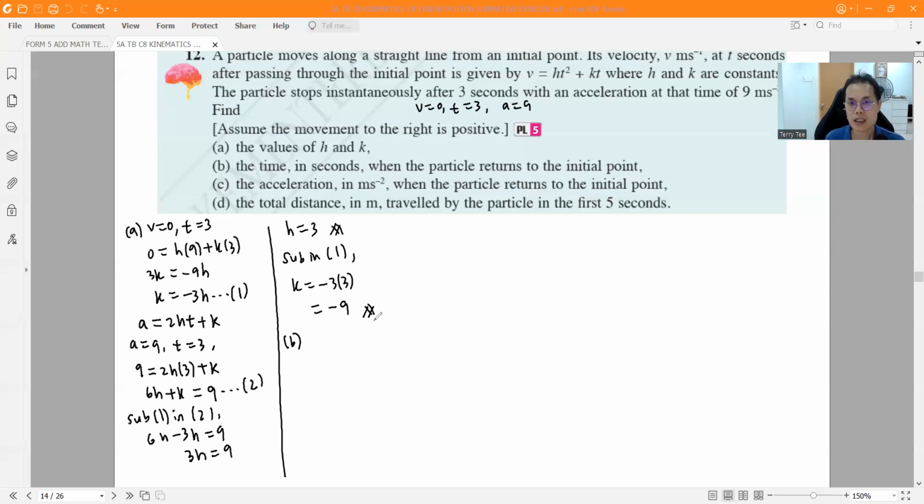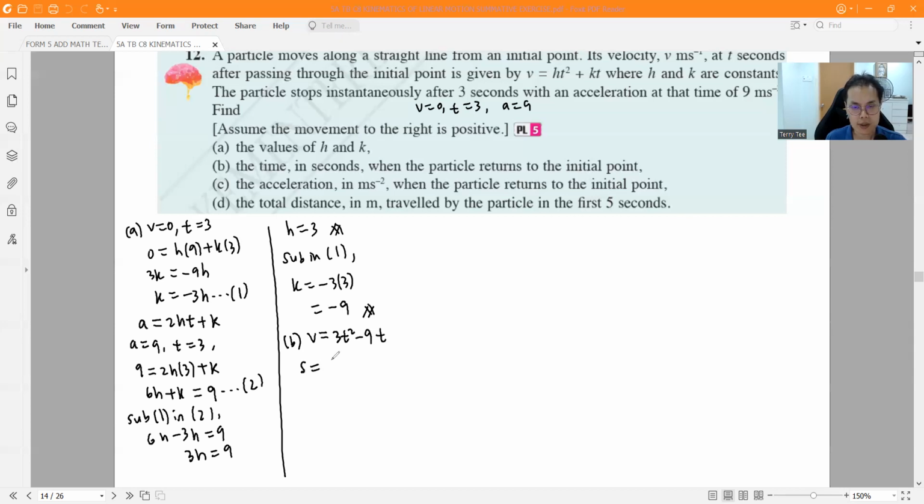Okay, part B: the time in seconds when the particle returns to its initial point. Its initial point in this case is point O. A particle returns to point O when s is 0. But first, I need to know your displacement function, your s. So we know your h and k. Let's sub inside here. v is now, h is 3, t squared, k is negative 9t.